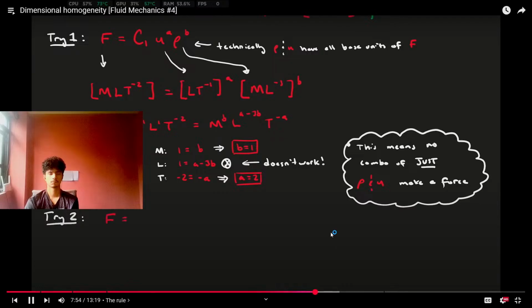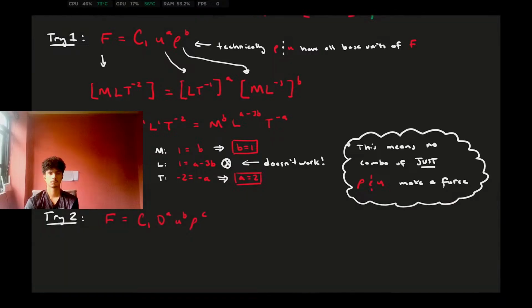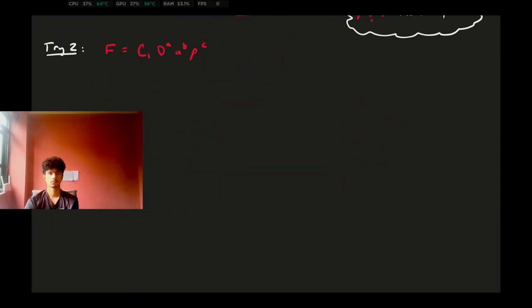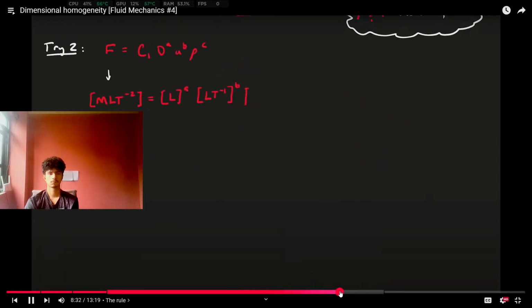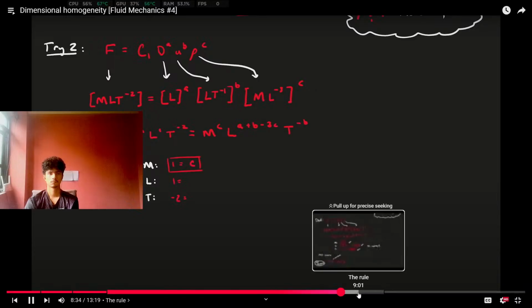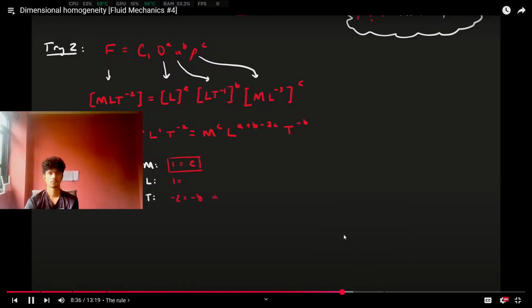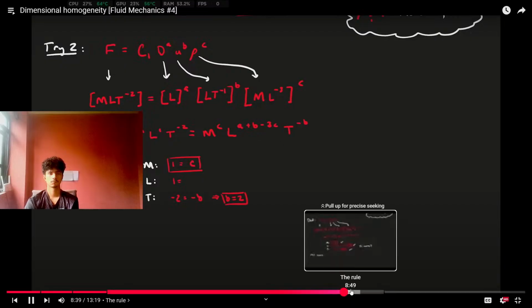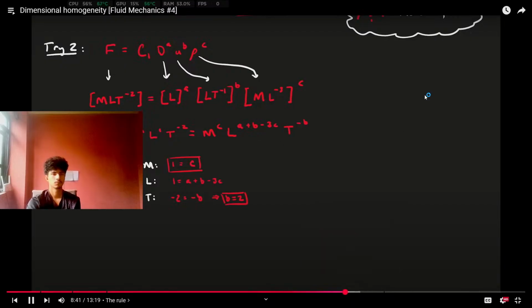The only other combination of parameters that have the combined base dimensions of force are diameter, velocity, and density. Mass tells us that c equals 1, the time tells us that b equals 2. And finally, the length lets us solve for a, which equals 2. Equations are set that make the units of force.